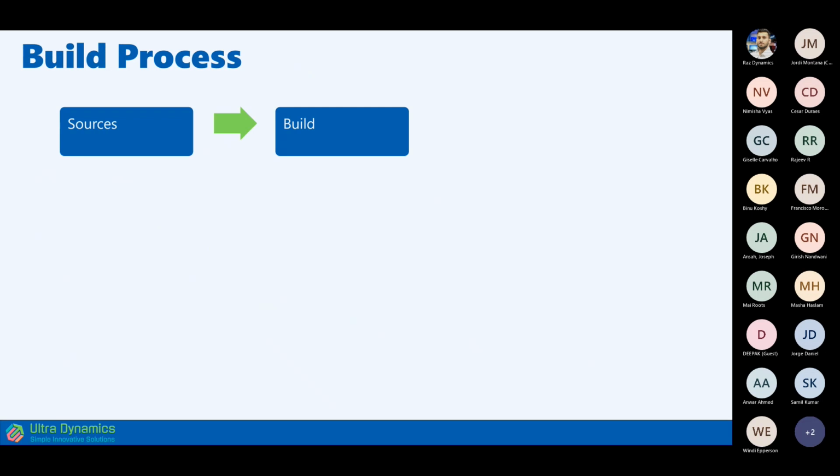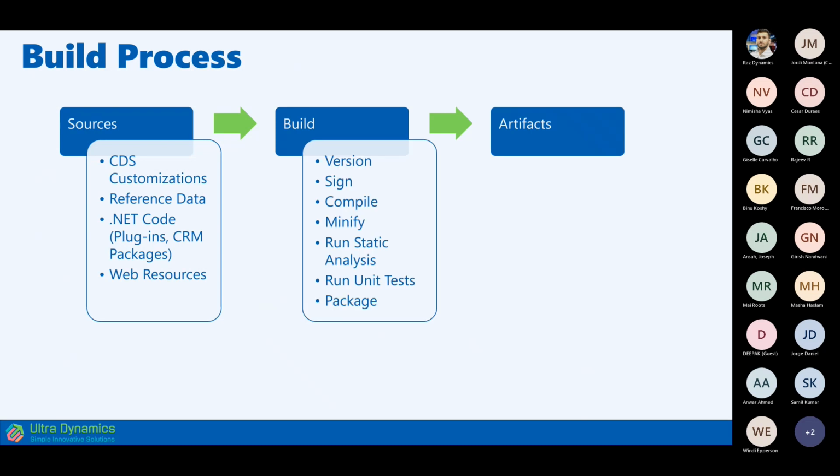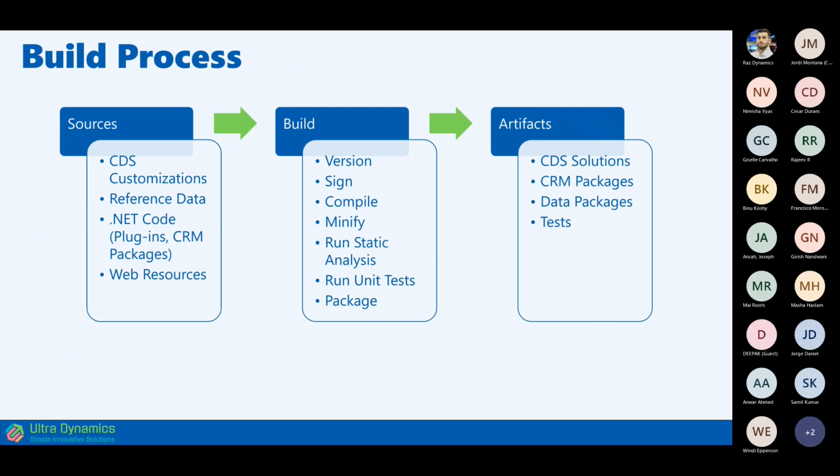So once we have the changes in version control, what do we do? Typical things that we want to store in version control are things like Dataverse customizations, reference data, plugins, web resources, PCF, source code, etc. So we would have a build process that would version these changes. We want to know what version that build is, compile, sign, minify potentially, run some tools, and ideally at the end of it generate a package. So what does the package contain in this case? It's solutions, some deployment packages, data, tests that we can execute later.